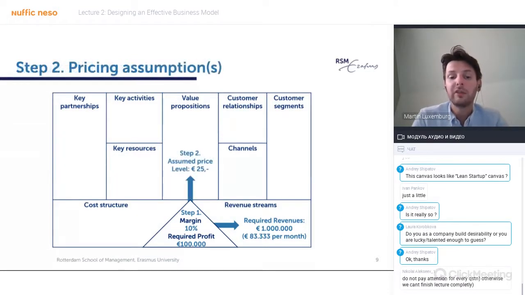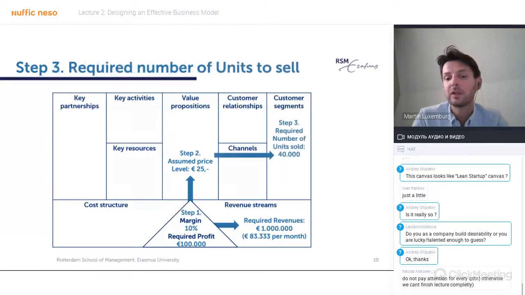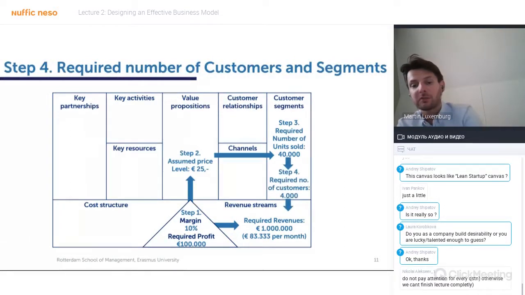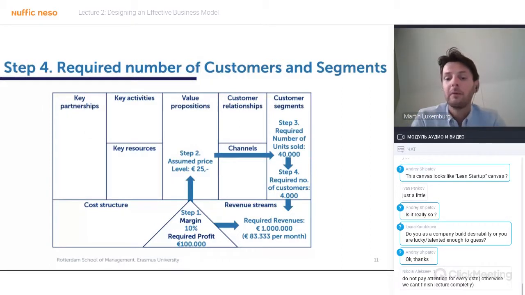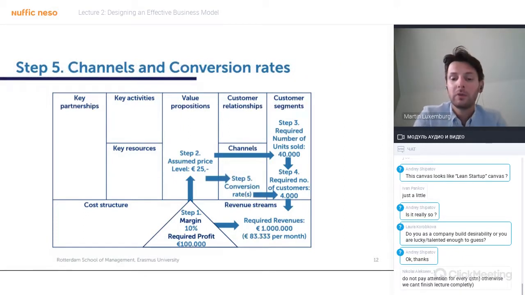That means that if you want to have 1 million in revenues, and for example, the price you're selling it at is 25 euros, that means that in the end you need to sell 40,000 of those products. And that means 4,000 customers, because in this example, some customers buy one, others buy 1,000 of these products. So now you know that if you want that, right?